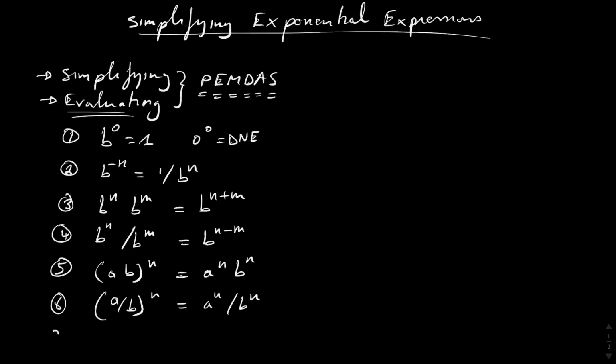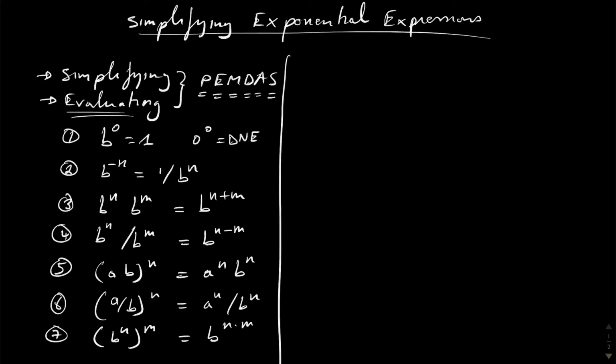And the seventh rule is going to be b to the power of n, altogether to the power of m. So when you have two exponents like that next to each other, you can remove the parentheses and multiply the exponents through. So you're going to have b to the power of n times m. All right, that's all for the rules. And then let's look at some examples to see how those apply.